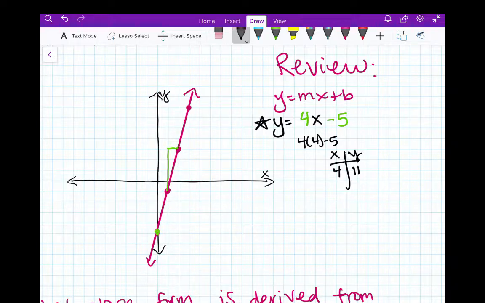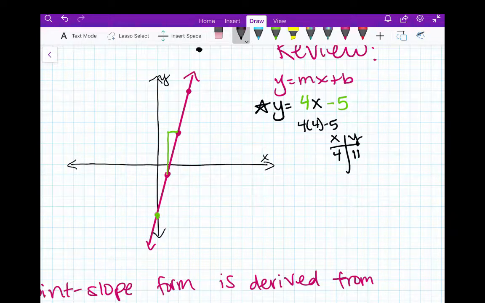So that means on my graph at 4, I would need to go up 11. So it would be here. So I can plug in any x value. Okay, so you need to understand that in order to have an actual line, I need to have those variables y and x in the equation, which represent potential values of the function.